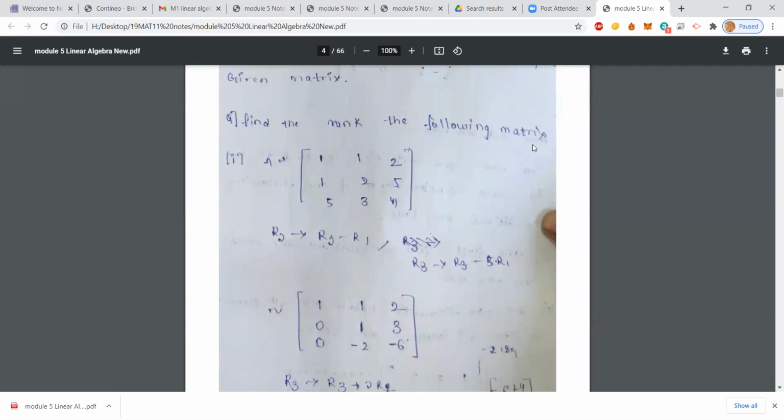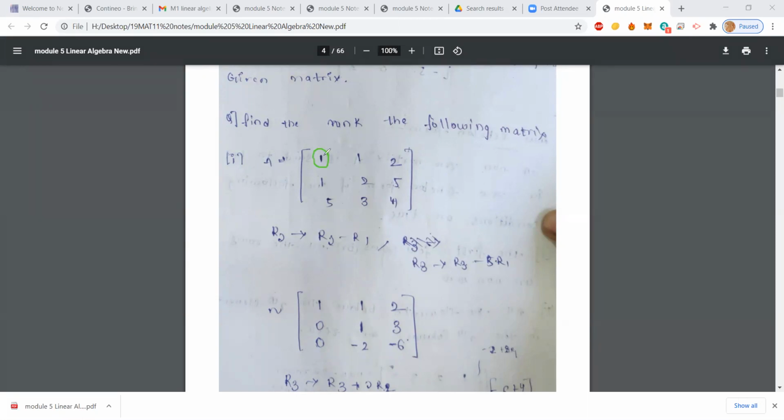Find the rank of the following matrix. Here the matrix A is given: 1, 1, 2, 1, 2, 5, 5, 3, 4. So this is a 3 cross 3 matrix. Now we are going to find the rank of the matrix. So you need to first reduce the given matrix to row echelon form. What's the definition? You need to consider the first element in the first column.